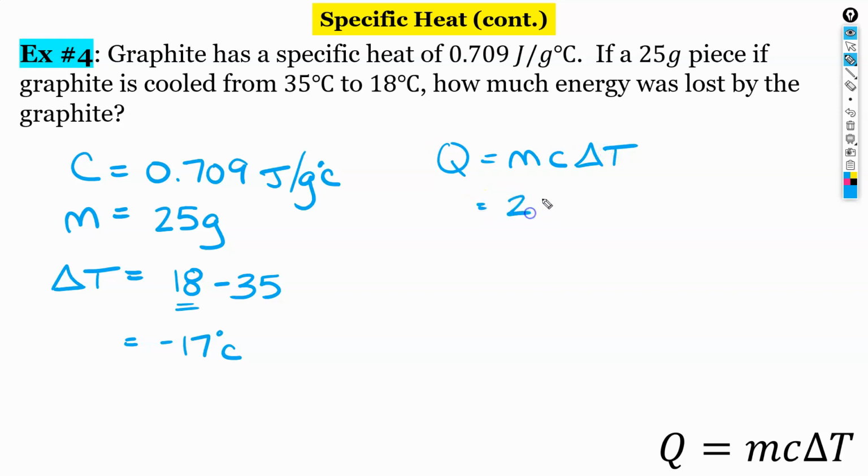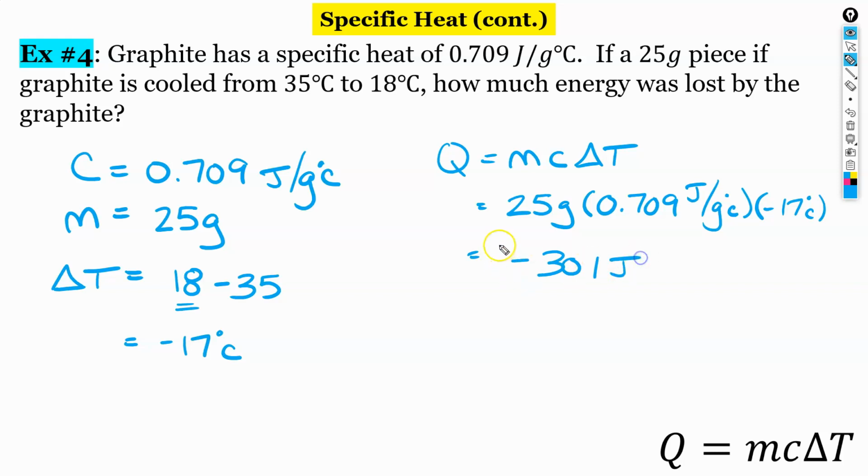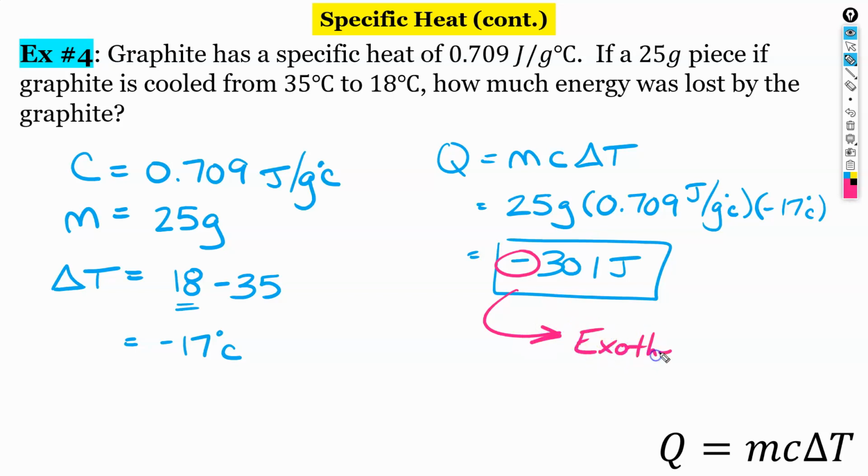Okay, so our mass is 25 grams. Our specific heat value, 0.709 joules over grams degrees Celsius. And then finally, our temperature, negative 17 degrees Celsius. So when we put this in our calculator, we get an answer of negative 301 joules. And remember that negative right here, this means exothermic. So when we have a negative Q value, that just simply means that we're releasing energy.